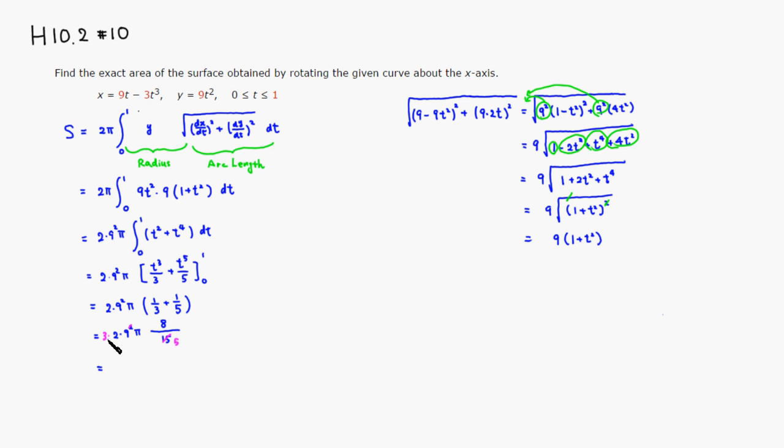So this is going to be 3 times 2 is 6, 6 times 9 is 54, so 54 times 8. 4 times 8 is 32, 5 times 8 is 40, so it's going to be 432 pi over 5. So that's the surface area.